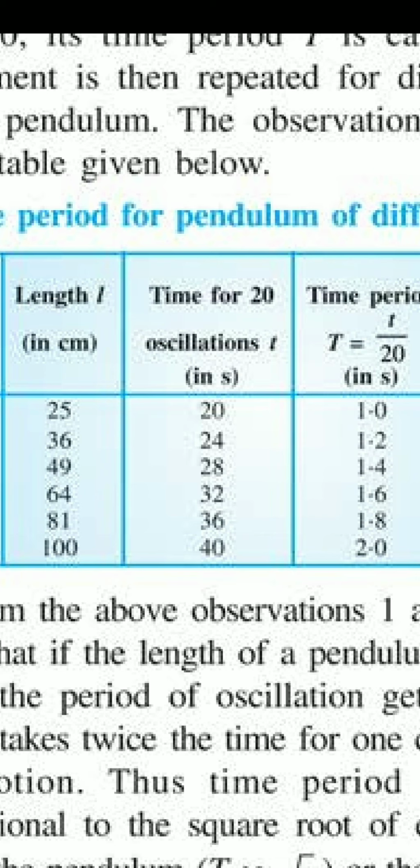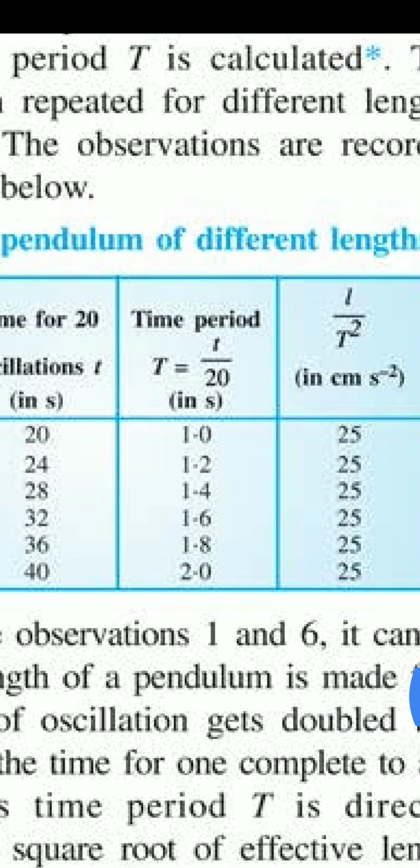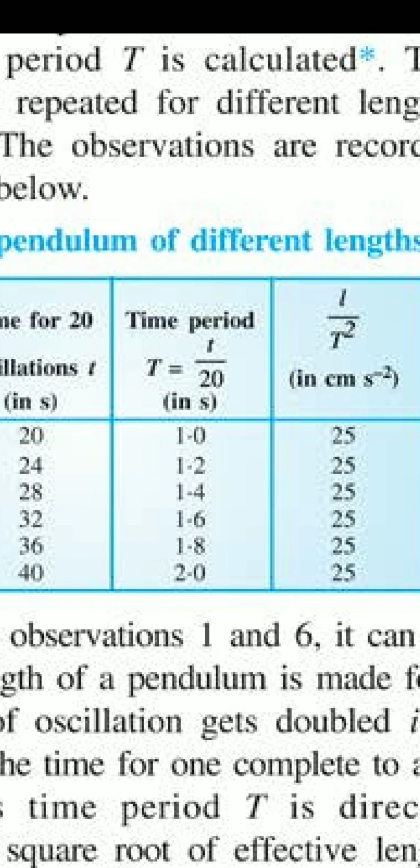So we have to calculate the time period. Time period is the time taken for one oscillation. That means capital T, the time period, is equal to small t upon 20. So we will get the time period over here.